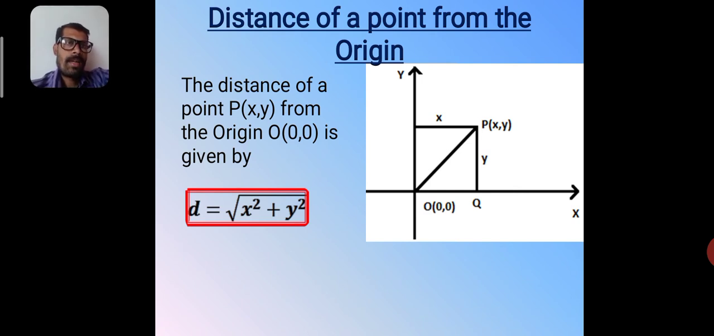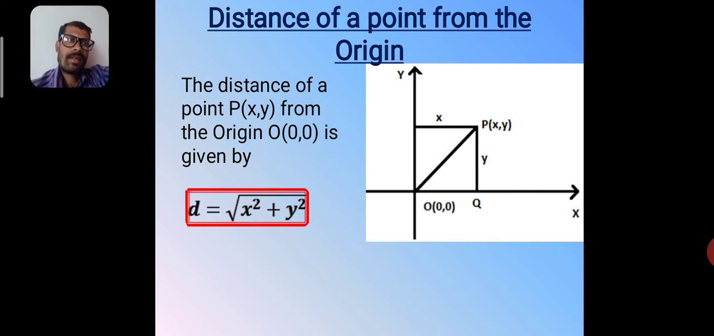Here at the point Q, the x ordinate is there and y is 0, and on the y axis, the perpendicular, the y ordinate is there and the x ordinate is 0. Therefore, x1 is not there and y1 is not there here. If you substitute those values in the distance formula, we will get d is equal to the square root of x square plus y square.